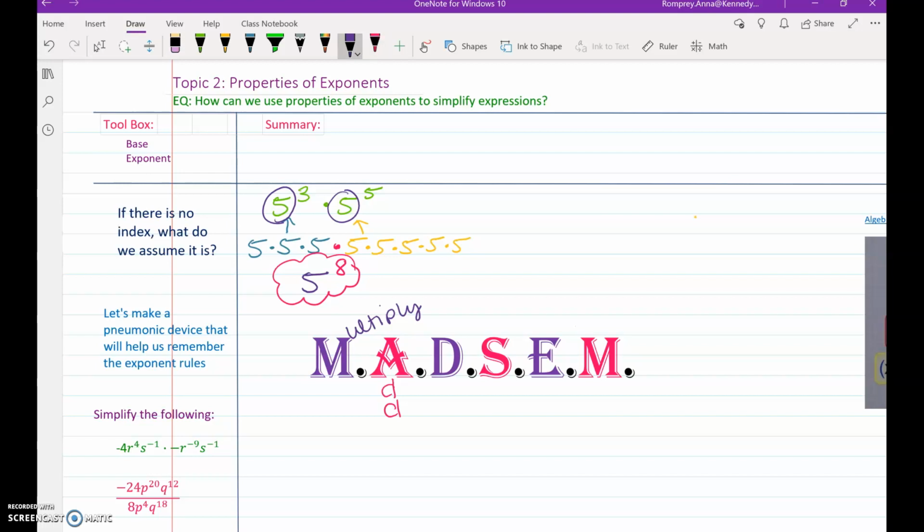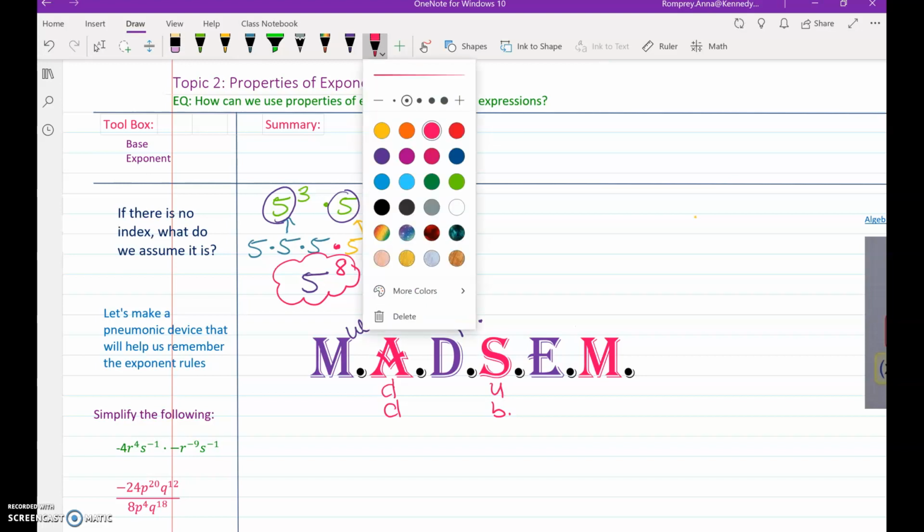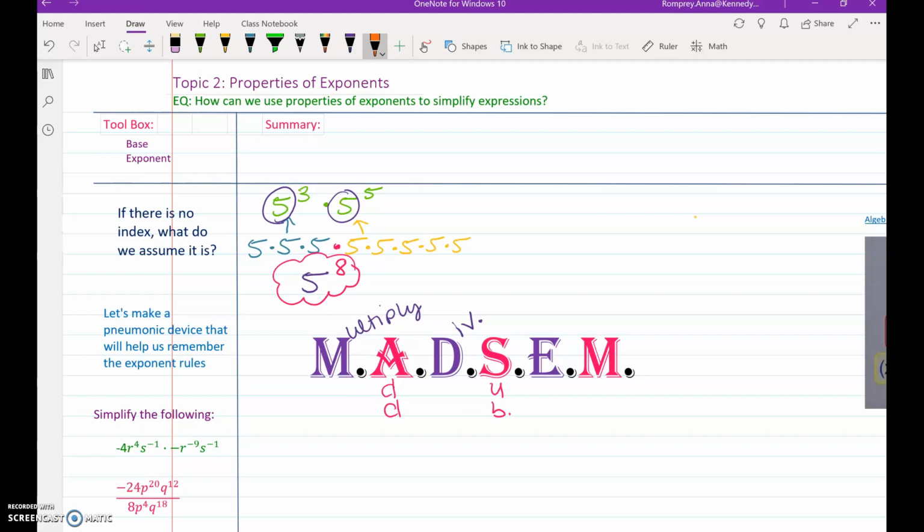So let's look at a division problem. This tells us if we are dividing, we subtract the exponents. So again, let's make up an example. Let's do variables this time. So let's say we've got x to the 7th divided by x to the 4th. If I remember my rules, I can say, when I'm dividing, I'm just going to subtract. There's more on the top, so everything's going to stay on top. So 7 minus 4 equals x to the 3rd.